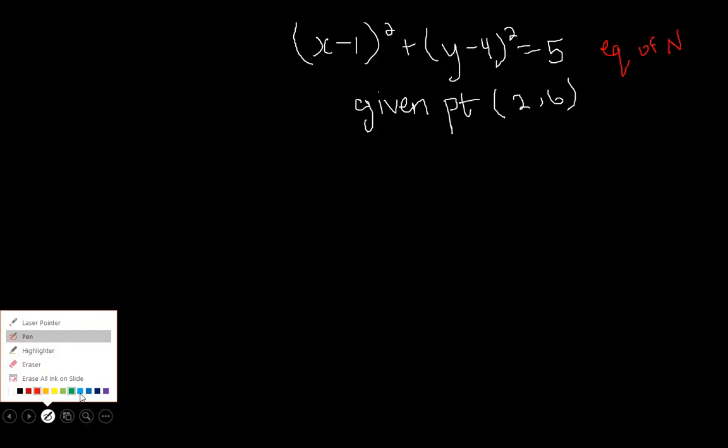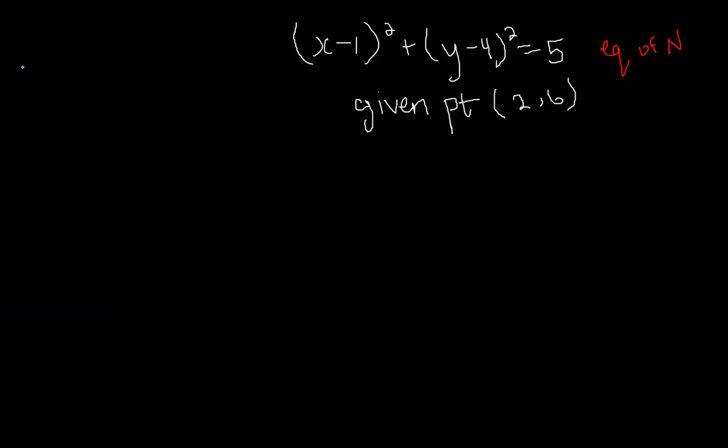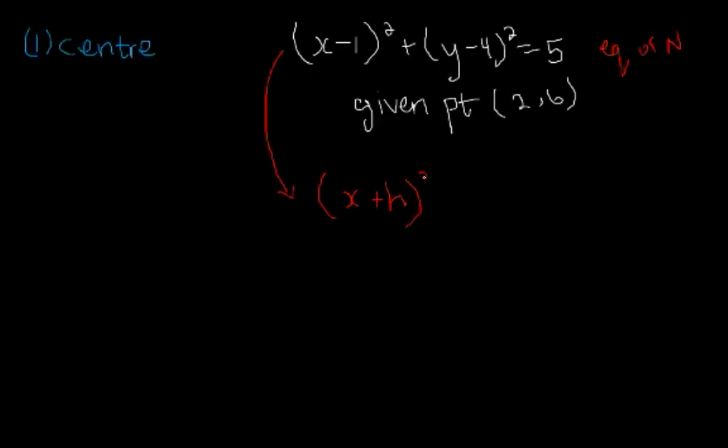We know that there are certain steps to follow when trying to find the equation of the normal. So the first thing you want to do is to find the center of the circle. We did this in a previous class already, so if you need to review it, Google Classroom. What you need to notice is that this equation they gave us is in standard form. And we know that standard form is (x plus h) squared plus (y plus k) squared is equal to r squared.